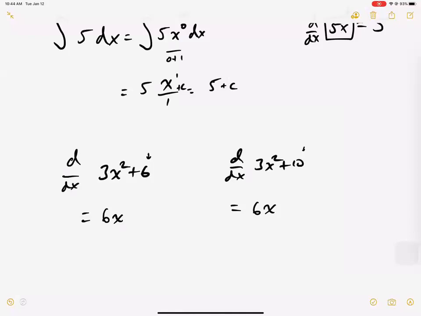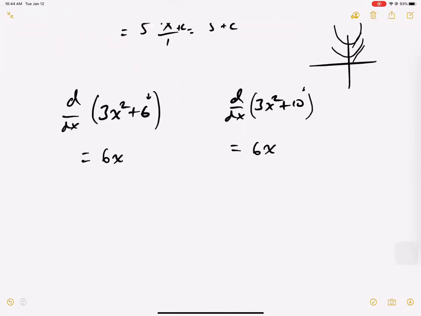So if I give you this equation here, and essentially I'm saying, hey, what is the slope of 3x squared plus 6? Well, the slope is 6x. What is the slope of 3x squared plus 10? The slope is 6x. The slope is the same. The only difference in these graphs is that one is a little bit higher than the other. All the slopes are going to be exactly the same for the given x. But if I ask you to go backwards and say, hey, what was the graph before?